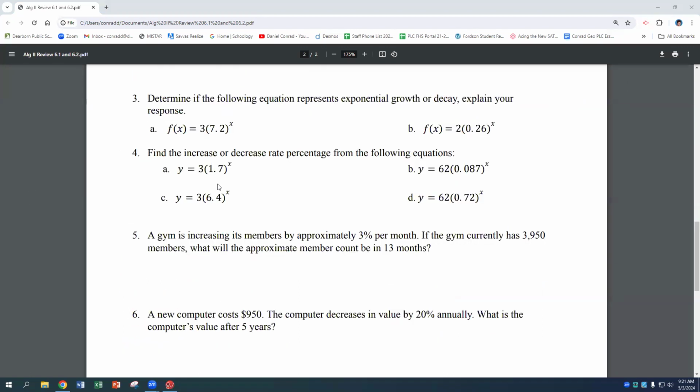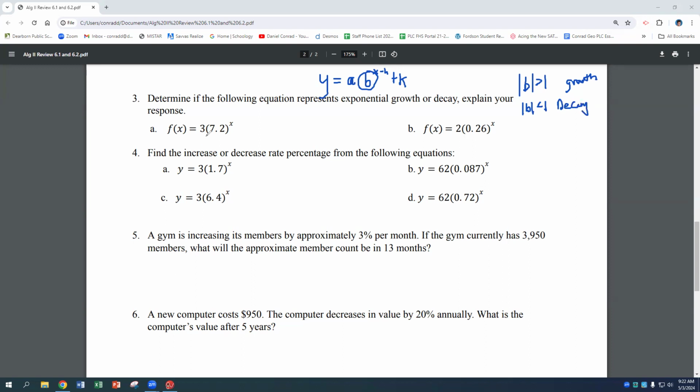Right, number 3. Determine if the following equation represents exponential growth or exponential decay. So the way we're going to determine that is by figuring out what b is. So again, here's our equation, a times b to the x. You could even add the minus h and plus k if you want. But the key here is the b. If the absolute value of b is greater than 1, then it's going to be exponential growth. If the absolute value of b is less than 1, then it's going to be decay.